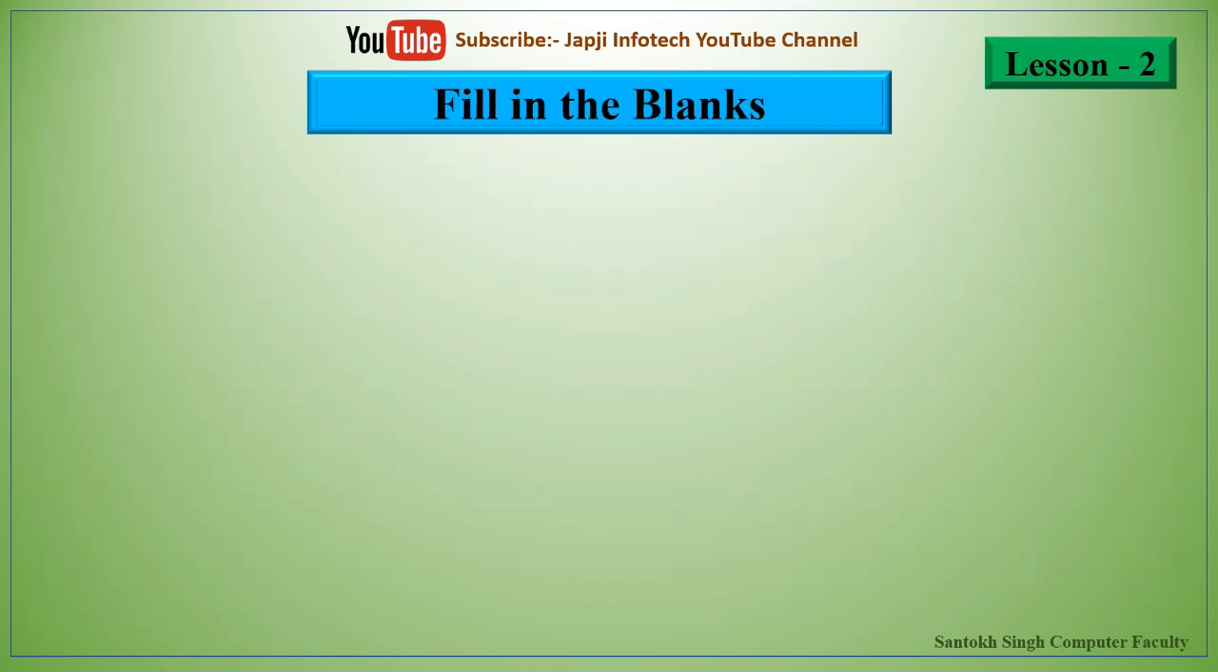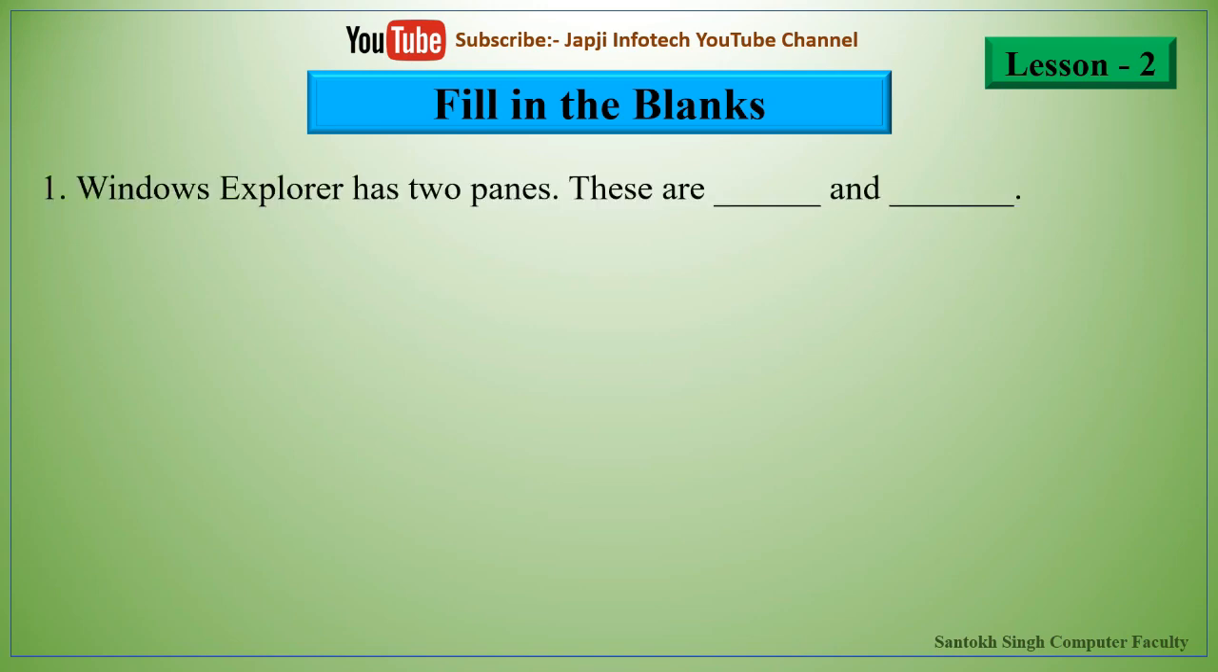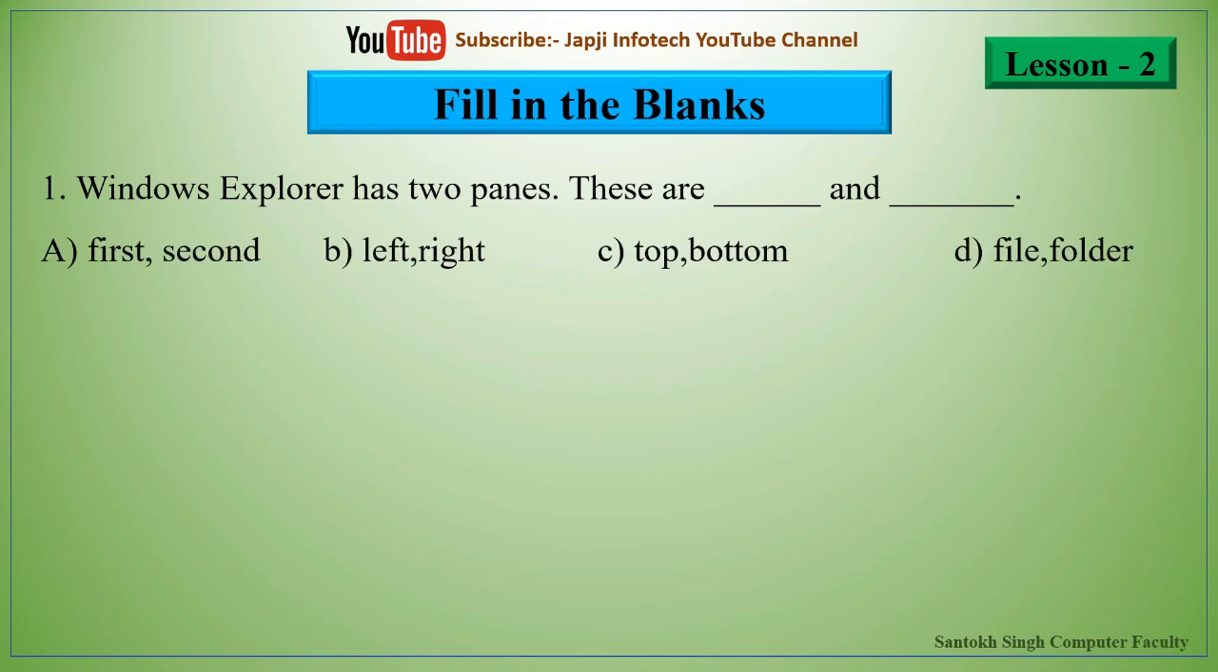So now we will learn about fill in the blanks of lesson 2. Our first fill in the blank is: Window Explorer has two panes. These are dash and dash. The options are first, second, left, right, top, bottom, file or folder. So our right answer is: Window Explorer has two panes. These are left and right.